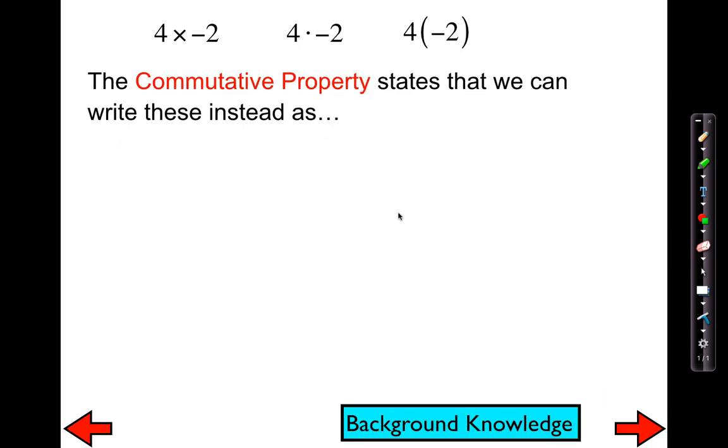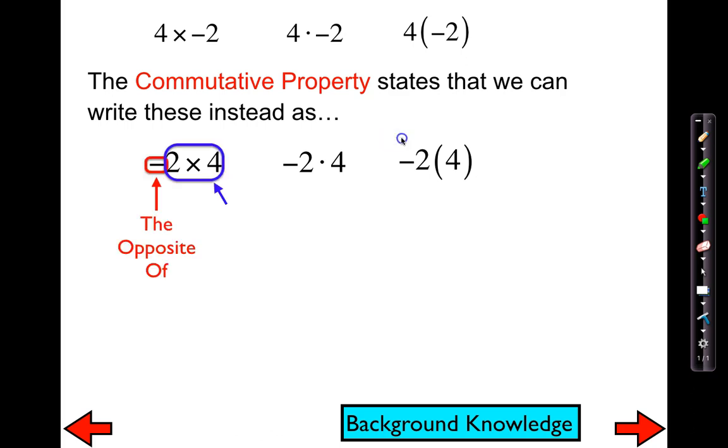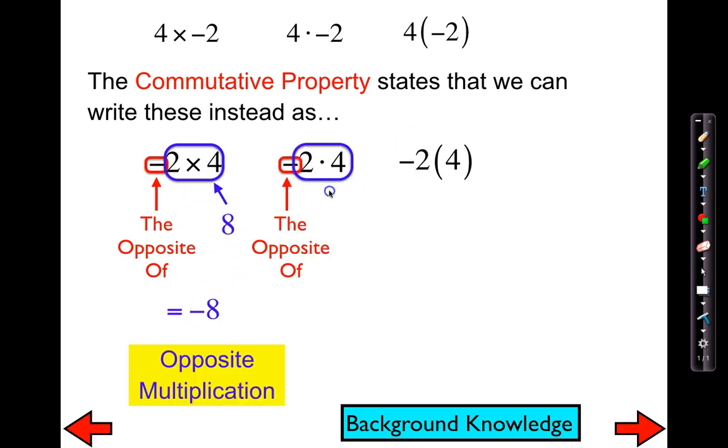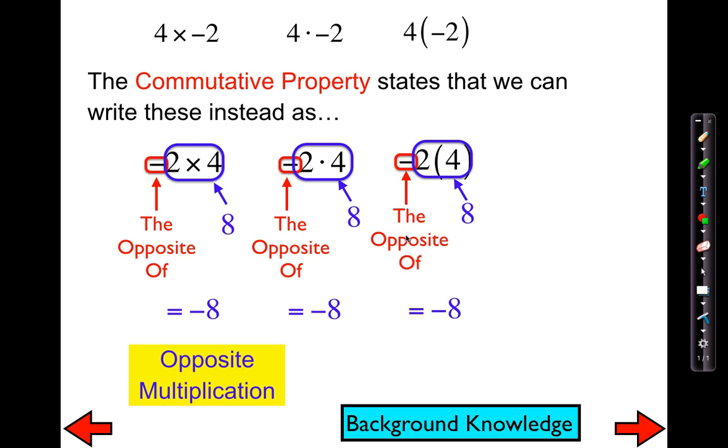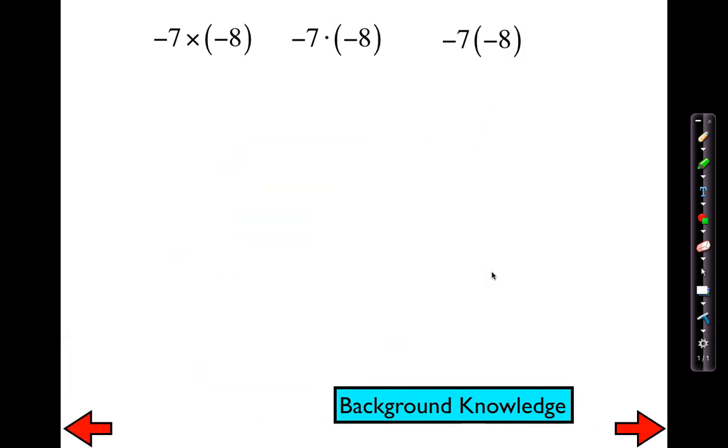We need to know that the commutative property states that we can write these instead as -2 times 4, because commutative property allows us to rearrange numbers around the operation. Note it only works for multiplication and addition. So here we can read this as the opposite of 2 times 4. Okay, so the opposite of 8 is -8. Same thing here. The opposite of 2 times 4 is 8, so the opposite of that is -8. So this is using opposite multiplication to get our product of two integers. And again, please note that we're using the commutative property to get to our answer in that way.